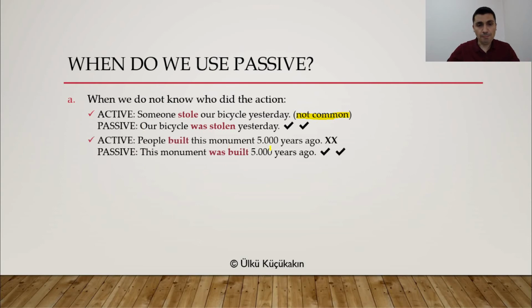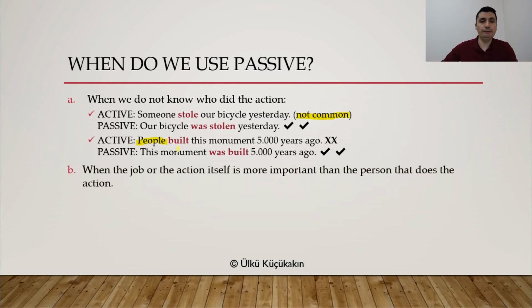Or, people built this monument 5,000 years ago. Well, of course people built that, but we don't know who exactly built this. What civilization built this monument, we don't know. So we simply say, this monument was built 5,000 years ago. We don't know who built it. Of course it's people, but which civilization, what community built that, we don't know that.